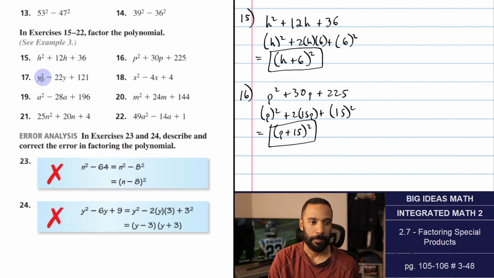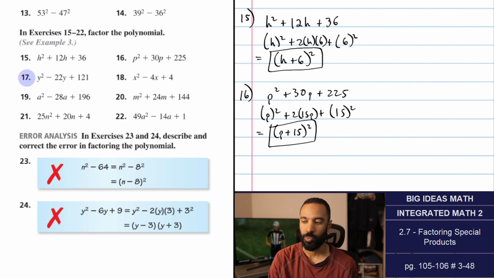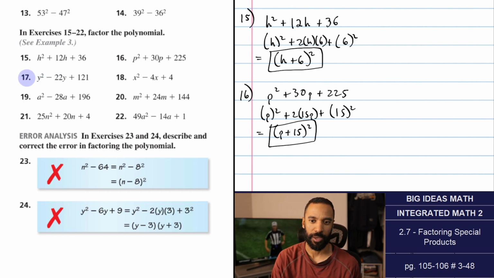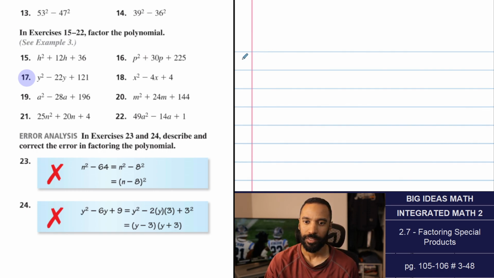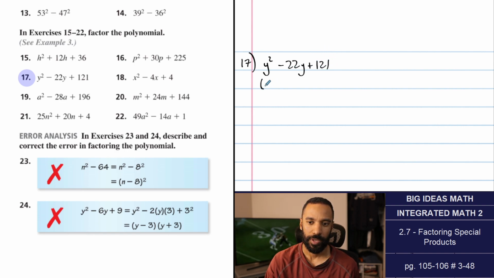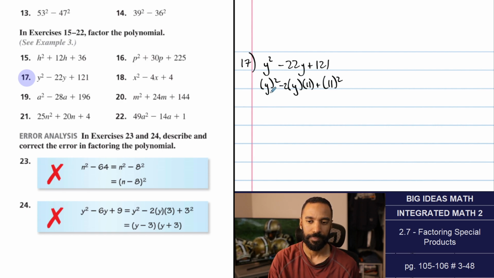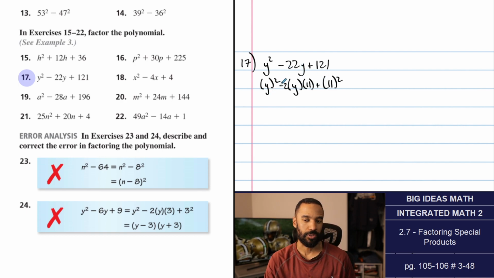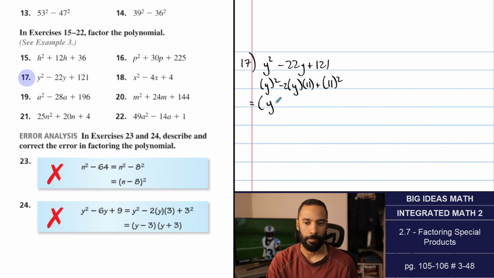Number 17. Y squared minus 22y. Let's see, I got 10 minutes before my alarm goes off. Y squared minus 22y plus 121. Well, here we got y squared and 11 squared. And here we got 2 doubling and subtracting y times 11. That's what 22 is. Again, this is a special case, but this is subtraction this time, which means this will become y minus 11 quantity squared, like so.